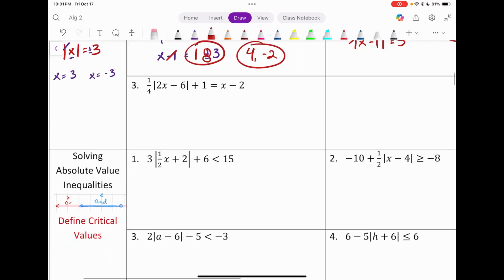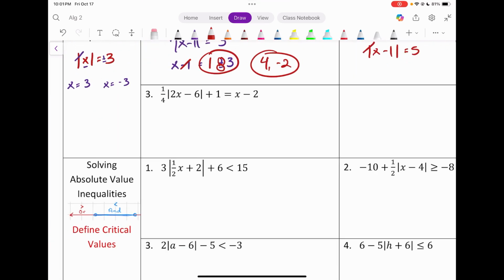Now, sometimes, what if the other side has more than just a number? What if it has x stuff? So step number 1, do the same thing. Anything that can be moved over, we're moving it over. So I've got 1/4 absolute value of 2x minus 6 equals, to get rid of, and I forgot what was underneath there, +1. To get rid of +1, I'm going to do -1. Only combine like terms. That'll be x minus 3.